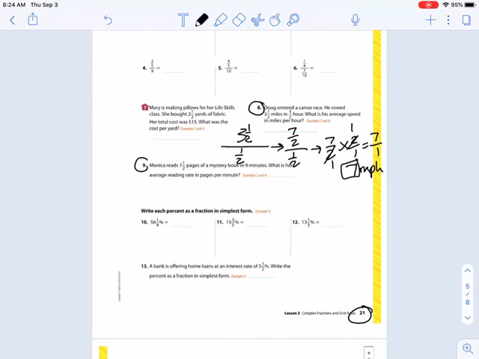Next, I want you to do number 9. So again, I'm going to explain this one a little bit faster. So 7.5, I'm going to change to an improper fraction, which would be 15/2. And then 9, I need to make a fraction by putting a 1 underneath it. Then I'm going to multiply by the reciprocal. So this is 15/2 times 1/9.